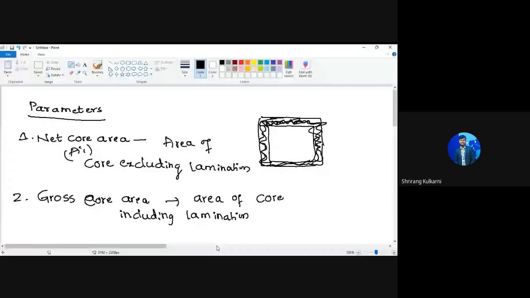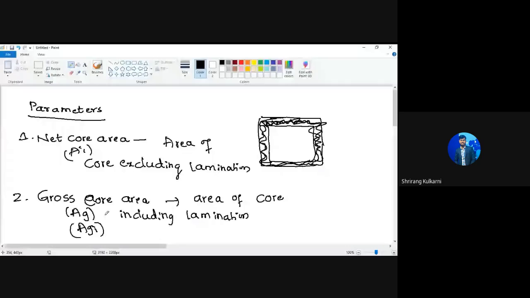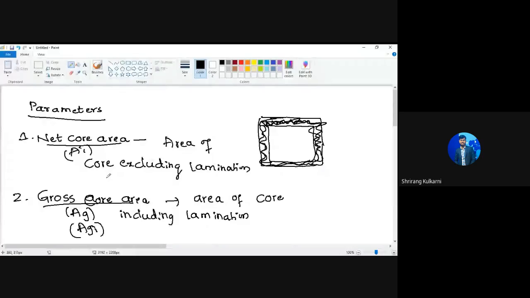Getting this one? Net iron area, gross core area. Say it is AI, say it is AG, or they may call it by a different name, sometimes AGI. But we have to understand gross core area and net core area. Net core area means the area of the core excluding lamination. Gross core area means the area of the core including lamination. That we have to understand.